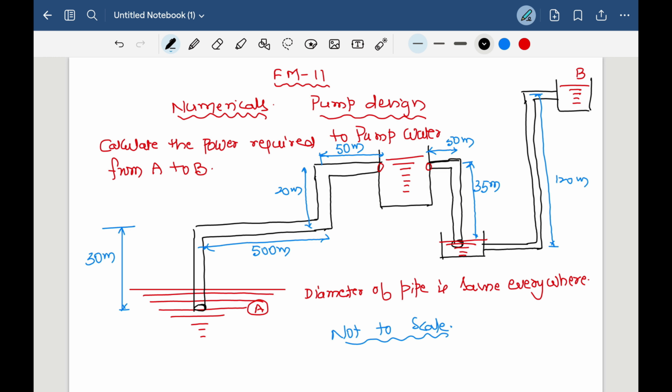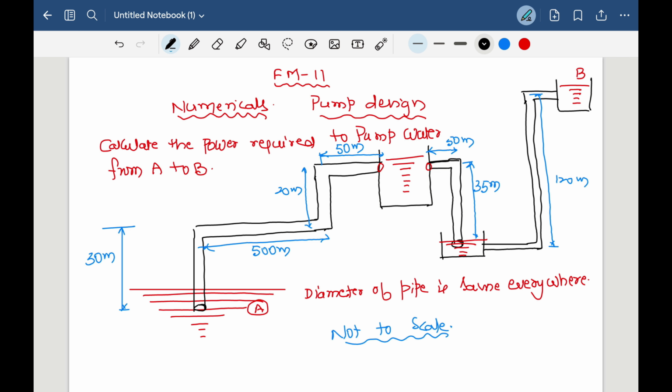Now, what are the things we require to solve this problem? The question is in front of you, the geometry is in front of you, and the dimensions are in front of you. You have to find out the power required for the pump to pump water from point A to point B. Point A is an underground reservoir, and point B is above ground. In between, 2 intermittent storage facilities are also there.